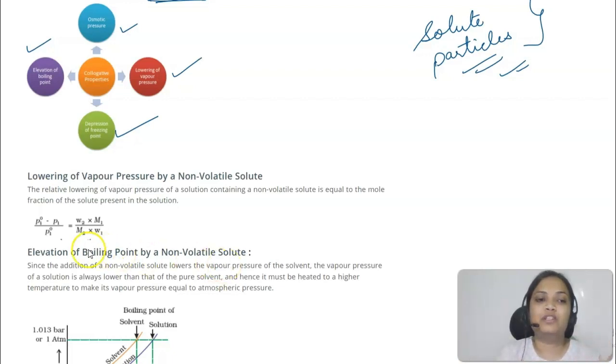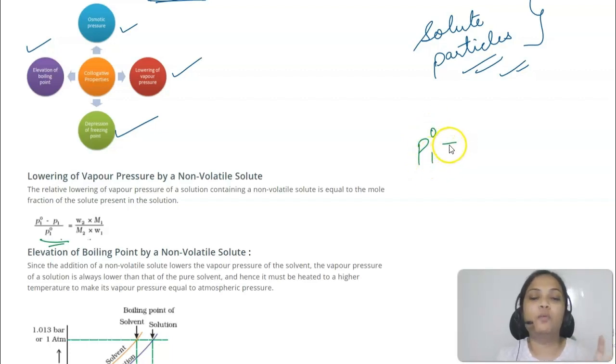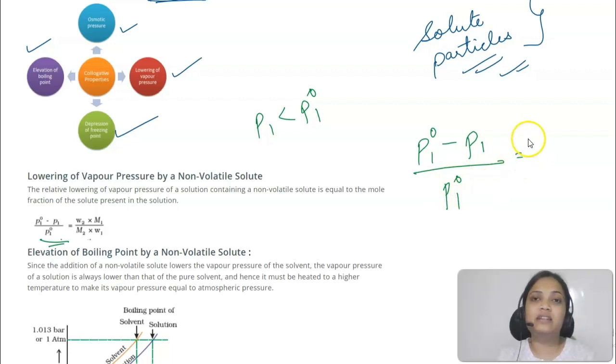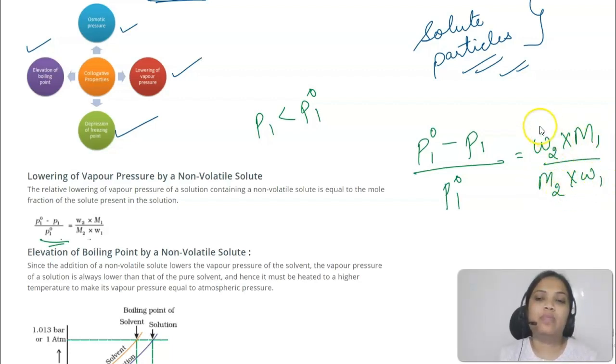Okay, and so relative lowering of vapor pressure, so let's say if P1 naught is the vapor pressure of the pure solvent, उसमें से क्या होगा, the relative lowering, and P1 is the vapor pressure of the solution. Of course P1 would be less than P1 naught, so (P1 naught minus P1) divided by P1 naught, because we are discussing relative lowering of vapor pressure, so that depends on W2 M1 over M2 into W1. Okay, where W2 and M2 are the weight and molecular mass of the solute, similarly W1 and M1 are the weight and the molar mass of the solvent.